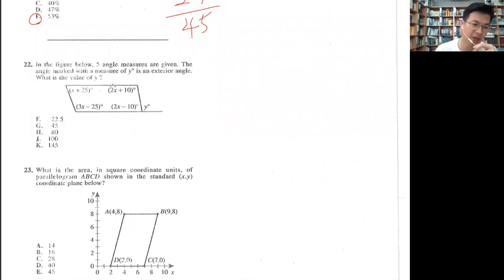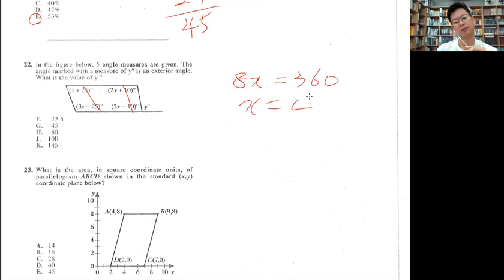Value of y. So you add it all up, then that is 360, right? Which is 8x. And then this 2 goes away. That is 360. X is 45. So plug in 45 here, 90 minus 10, which is 80. But then 100 is y.